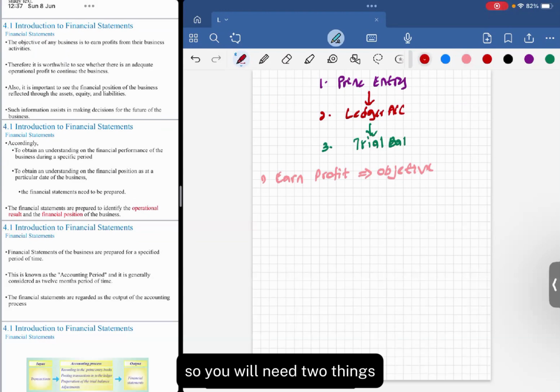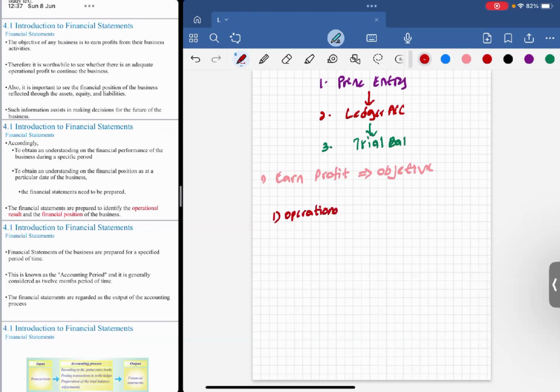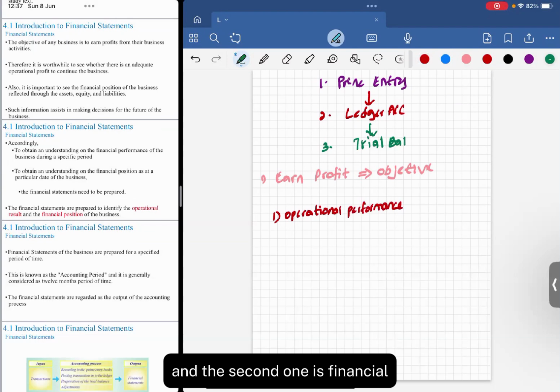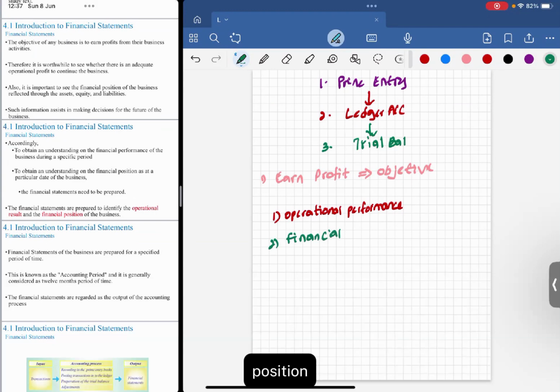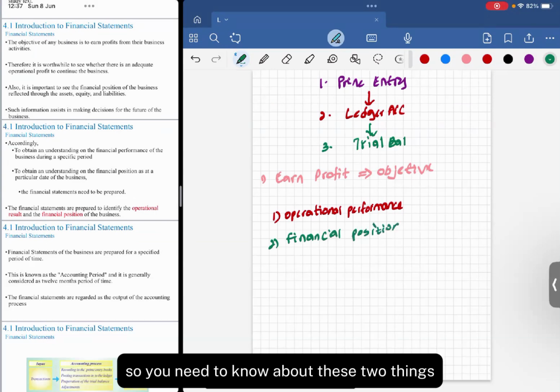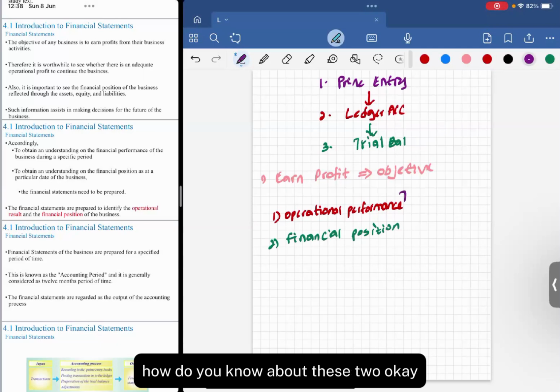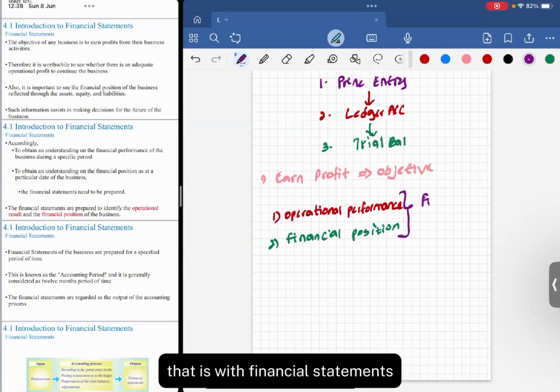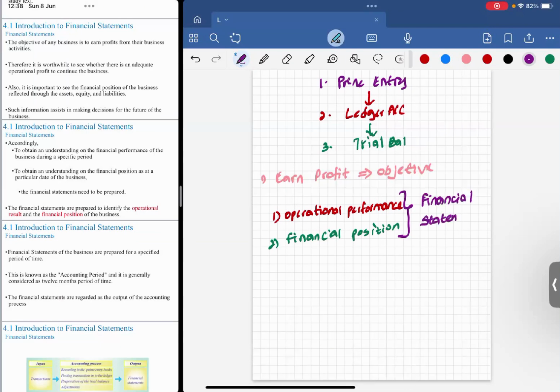So you will need two things. One is operational performance, and the second one is financial position. As a manager or business owner, how do you get to know about these two? That is with financial statements.